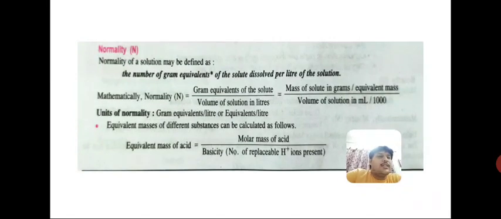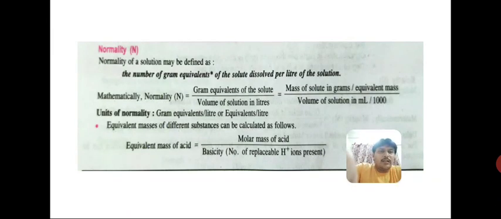Students, we already discussed equivalent mass, right? But here in terms of solution, the solute may be of elemental form, which is present in mineral or acidic solution, basic solution or salt solution. Okay students, clear? So here we also discuss how to find the equivalent mass of acid, equivalent mass of base, and equivalent mass of salt. So that's the only difference between molarity and normality. Molarity is the number of moles of solute present in 1 liter, and here it is the number of gram equivalents present per liter. Moles we get by dividing the given mass by molar mass, and gram equivalent we get by dividing the given mass by equivalent mass.